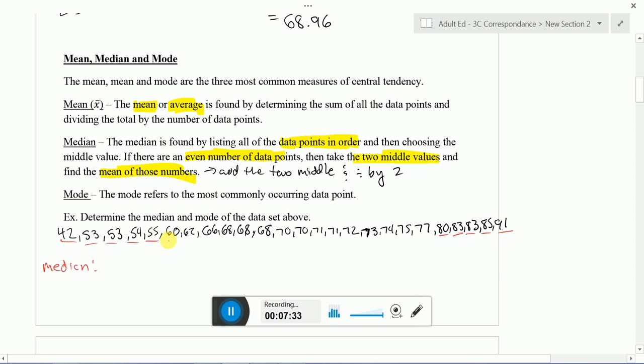We're not even close to the middle, so I'm going to do another 5 from each. 1, 2, 3, 4, 5. 1, 2, 3, 4, 5. I'm going to do 1 from each side, another from each side, and so that number right in the middle is my median. So for me, my median is 70.